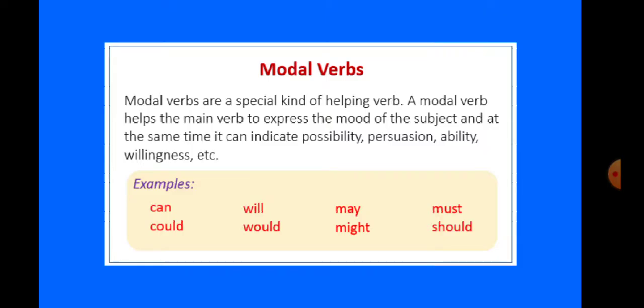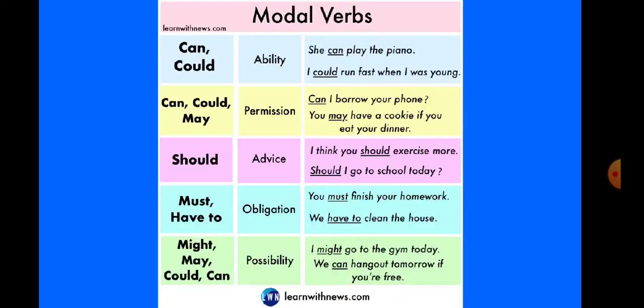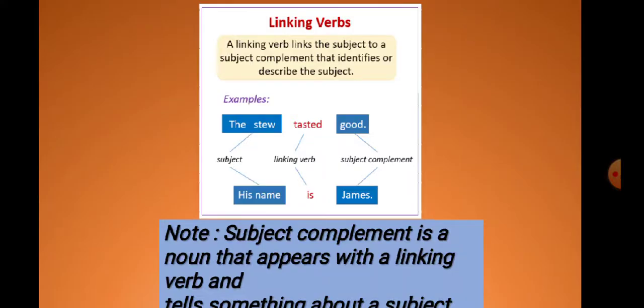Modal verbs. Modal verbs are a special kind of helping verb. A modal verb helps the main verb to express the mood of the subject, and at the same time it can indicate possibility, persuasion, ability, willingness, etc. You see the examples: can, will, may, must, could, would, might, should. You see the examples of modal verbs in the picture. Now, linking verbs. A linking verb links the subject to a subject complement that identifies or describes the subject. You see the examples: the stew tasted good. His name is James. Subject complement is a noun that appears with a linking verb and tells something about a subject.